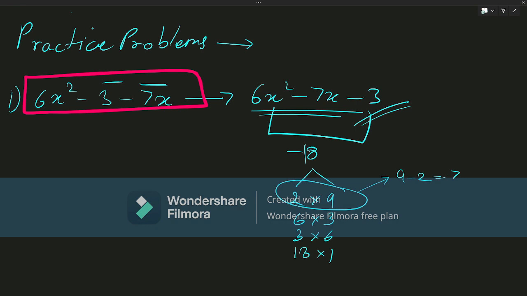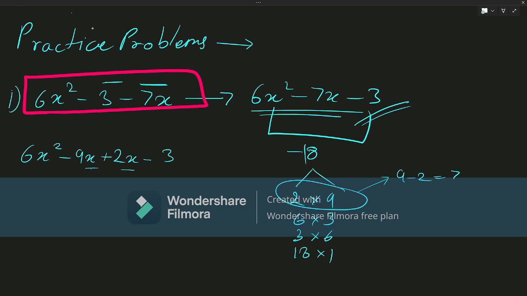Now, in order to get minus 7, what are we going to do? 6x square minus 9x plus 2x minus 3. Now remember, because these are alike, because they have the same variable, they can be subtracted.